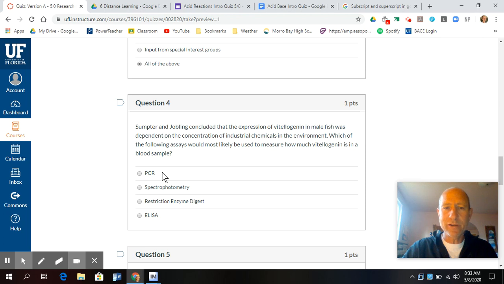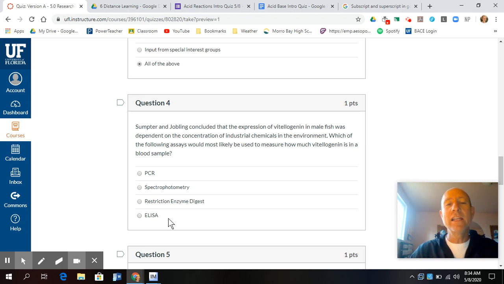PCR does not measure proteins. Spectrophotometry can measure proteins, but only at relatively high concentrations, and the concentration of this hormone inside fish blood is going to be so low that you're not going to be able to measure it on a spectrophotometer. Restriction enzyme digest, that deals with DNA.